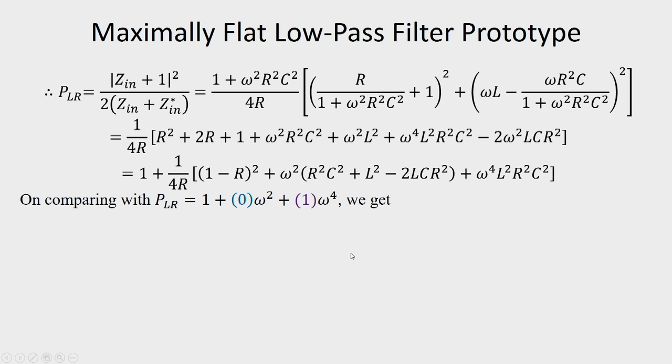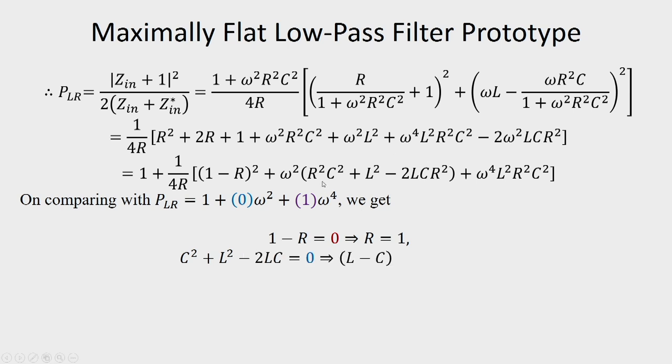So, we can equate them, and therefore, this term has to be equal to 1, which implies that 1 minus R has to be equal to 0 and R equal to 1, because then only we get this term to be equal to 1. So, our load resistance is R equal to 1.